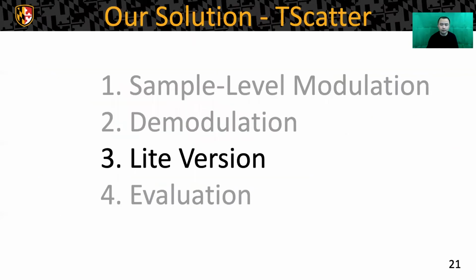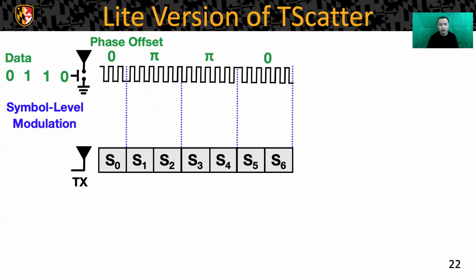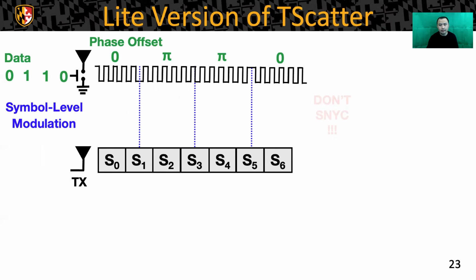Although the demodulation is complicated, we provide a light version of TScatter. We use an example to explain the light version. In general, the existing OFDM backscatter uses multiple symbols to convey 1 bit of tag data. For example, this slide shows that tag data is conveyed by 2 symbols, and the tag wants to transmit data 0110. From previous analysis, we know that symbol level modulation is a special case of sample level modulation.